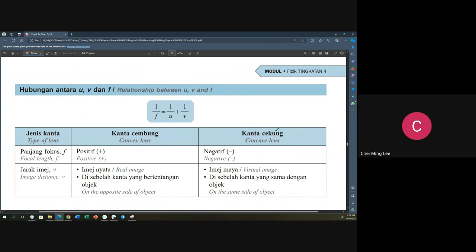For a concave lens, the focal length is negative. The image produced is a virtual image on the same side as the object. This is the lens, this is the principal axis, this is the object. If the image is here, it is on the same side as the object. If your image is here, we say it is on the opposite side of the object.